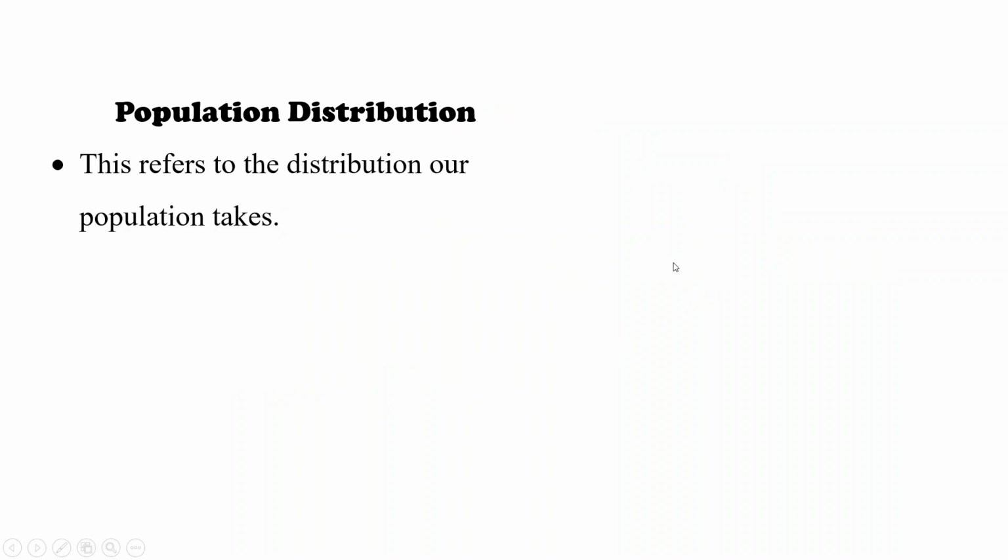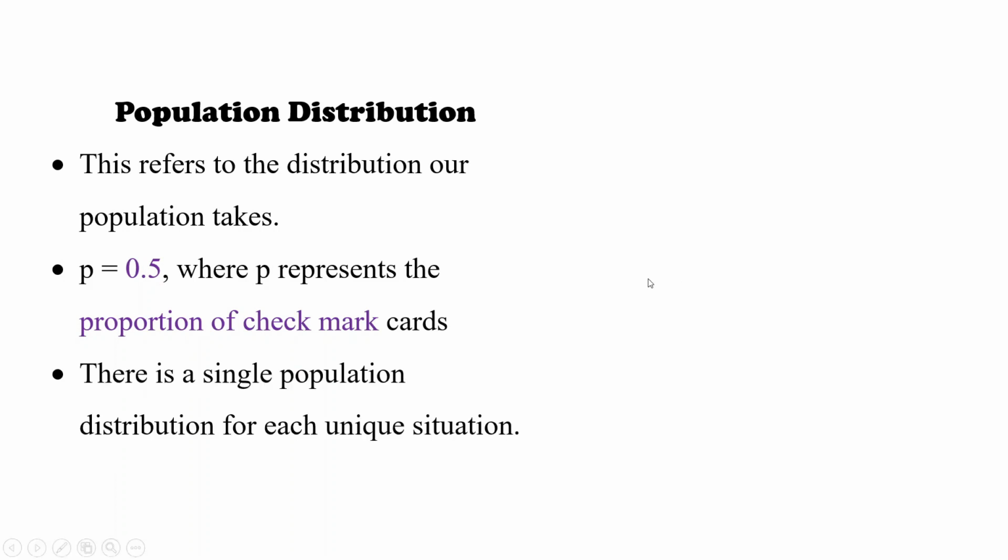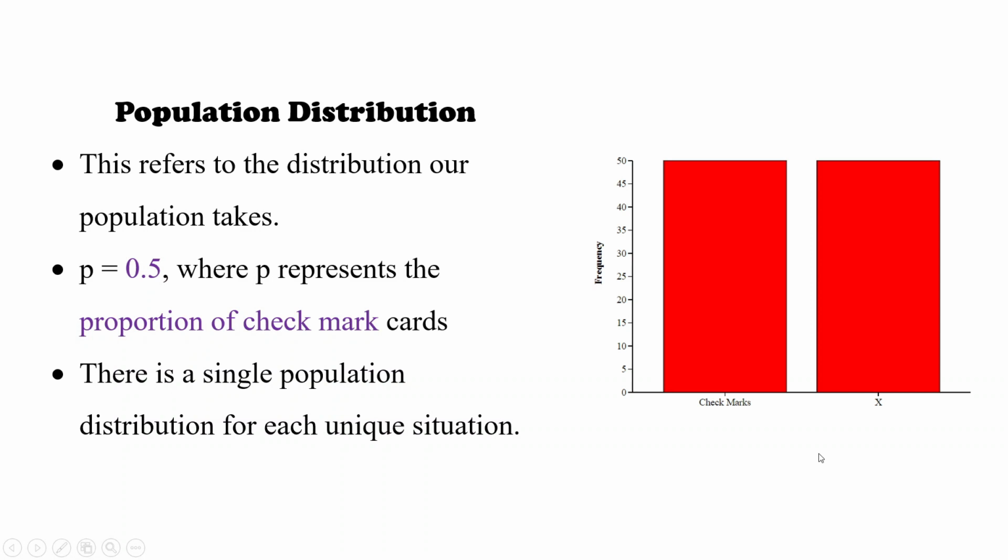So the first distribution we came up with is our population distribution. This refers to the distribution that our population takes, right? We've said this plenty of times now that p is 0.5, the proportion of check marks. Now there is a single population distribution for each unique situation. So our situation here with 100 cards, there is one single population distribution. And this is what it looks like if I were to graph it, right? It's categorical data, so I have a bar chart, okay? And this is what it looks like. 50 check marks, 50 X's, one single population distribution.